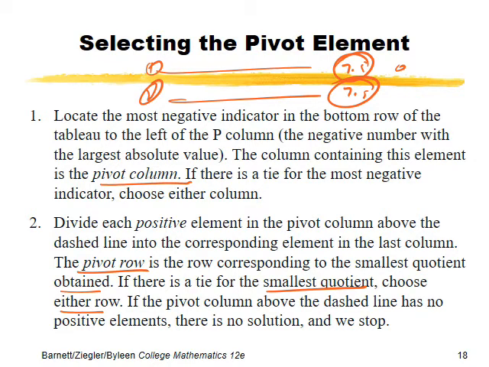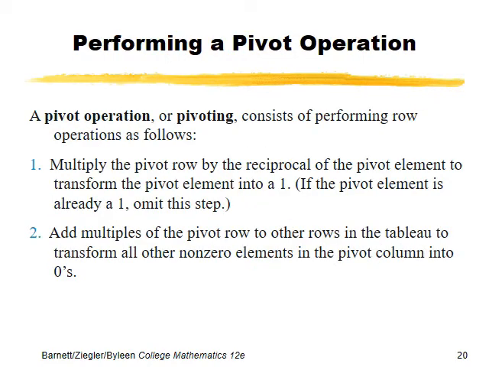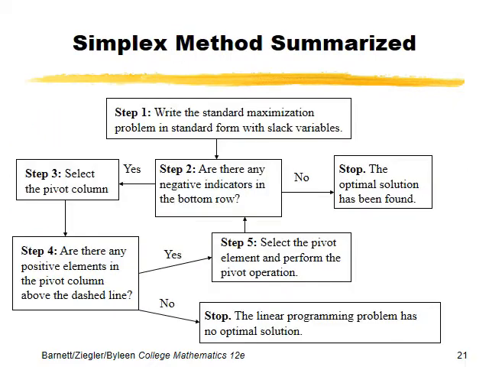If the pivot column above the dashed line has no positive element, there is no solution and we stop. The pivot is the element in the intersection of the pivot column and the pivot row. Note the pivot element is always positive and never appears in the bottom row, right? So this is the simple procedure. Now multiply the pivot row by the reciprocal of the pivot element to transform the pivot element into 1, and then apply row operations to transform above and below to 0. So here is the simplex method procedure.